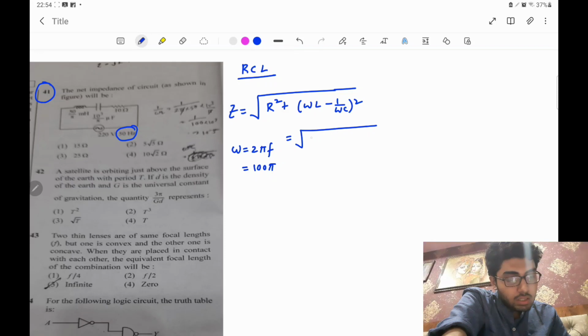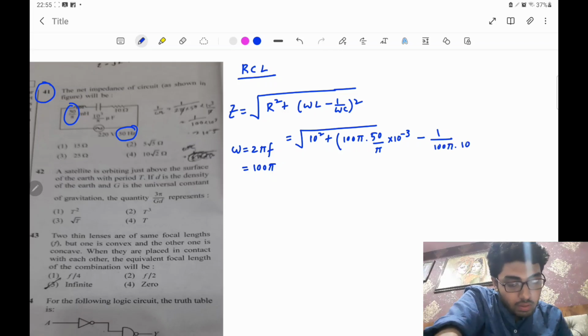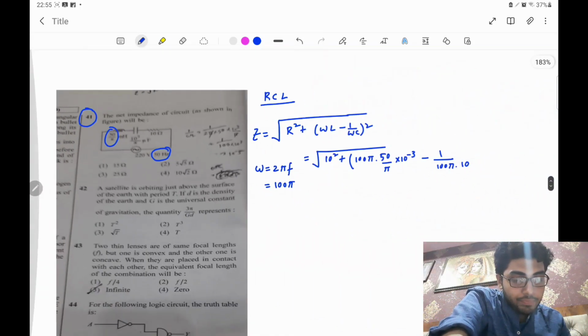So r is how much? 10 square plus omega is 100 pi into what is L? The value of L is given as 50 by pi millihenry. So just multiply this 50 by pi into 10 to the power minus 3. You have to do, obviously you can understand here, whole divided by what is omega? Omega is 100 pi into what is C? C is given to be, if I am not wrong, 10 cube, right?